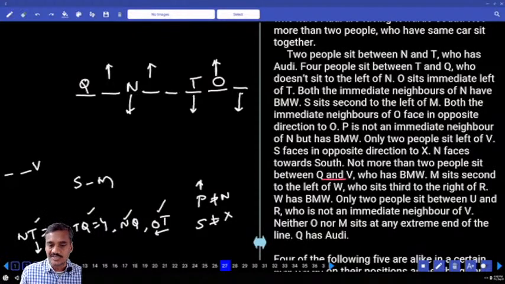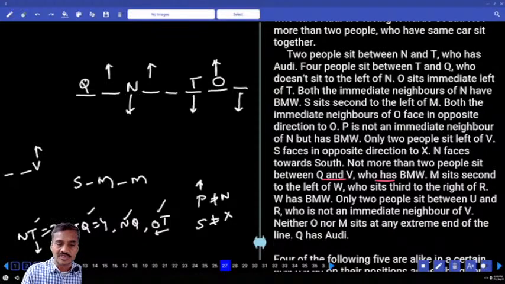And M sits second to the left of W. M is seated second to the left of W. That means this S, M and W must be in the alternate places. Are you getting this one or not? S, M and W must be in the alternate places. Again, V has BMW. Now V is having what? V is having BMW. As V is having BMW, then M sits second to the left of W.